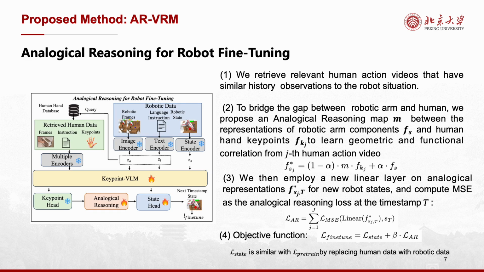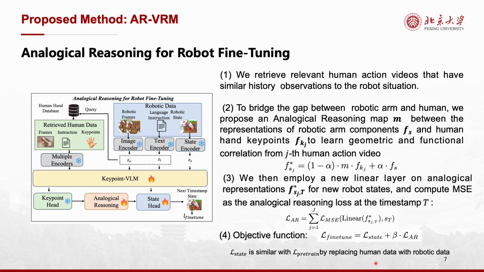In analogical reasoning for robot fine-tuning, firstly, we retrieve relevant human action videos that have similar history observations to the robot situation. Then, to bridge the gap between robotic arm and human, we propose an analogical reasoning map between the representations of robotic arm components and human hand keypoints to learn geometric and functional correlation.